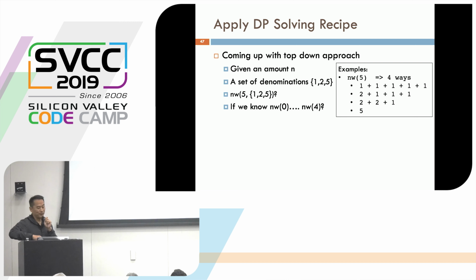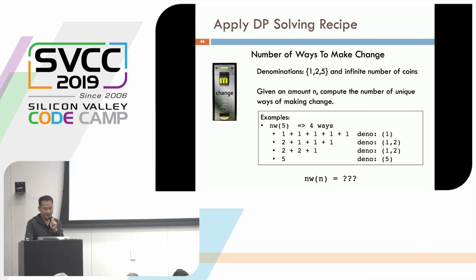Well, in this case, we're trying to find a number of unique ways of making change, right? Unique ways of making changes. We're not doing minimum or maximum anymore. So we're not iterating through sets of choices. There's still sets of choices we have to make. Does that work?